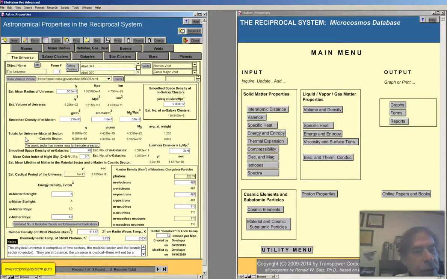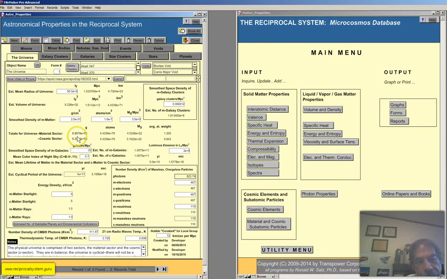Okay, so now we can get the totals for the universe for both the material sector and the cosmic sector. Now note that the cosmic sector is inverse to ours, so there's no symmetry of mass. It's actually inverse relative to unit mass. So this is grams, atoms. Look at that, 4.4339 times 10 to the 79th atoms. So they're the same number of atoms, but the atoms in the cosmic sector, of course, have less mass. In terms of the mass of the sun, it is 4.5236 times 10 to the 22nd for the material sector, and 1.022 times 10 to the 22nd for the cosmic sector.